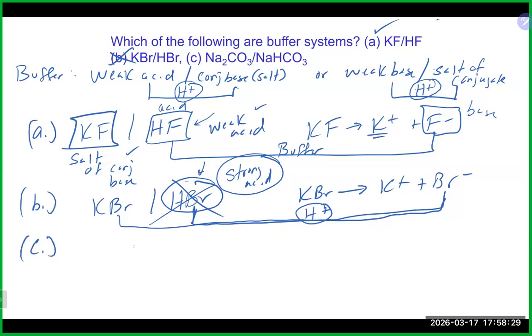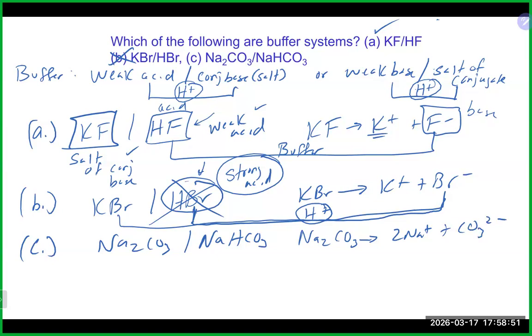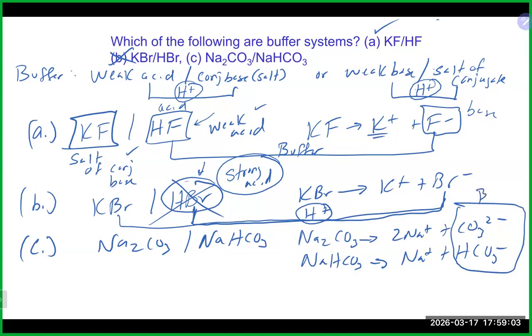Lastly here, we got a little sodium carbonate and a little bicarbonate, sodium bicarb. Now on each of these, the sodium is not super important here. The Na2CO3 is going to break apart into two Na+ and a CO3 2-. The sodium bicarb is going to break apart into a sodium ion and a bicarbonate ion. And right there, these are the two parts of our buffer in this case.